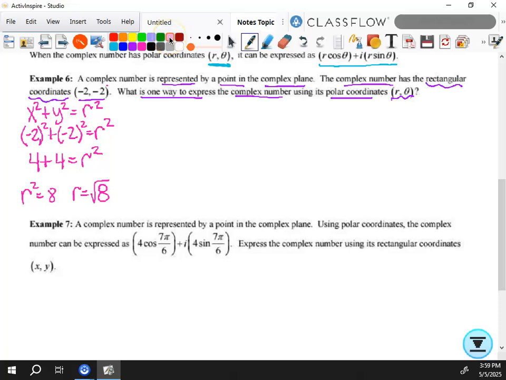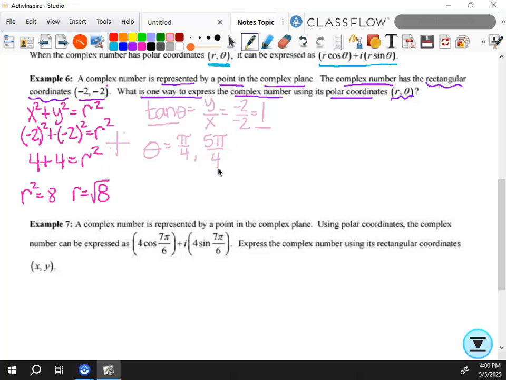Okay, so then I need my angle. So we know that tangent theta is always y over x. So that's going to give me -2 over -2, which is a positive 1. So if I just look at this part, tangent theta equals 1, then I need to figure out what theta is. And in one little rotation here, tangent's positive in the first and third quadrants. So it could be pi fourths or 5 pi fourths.